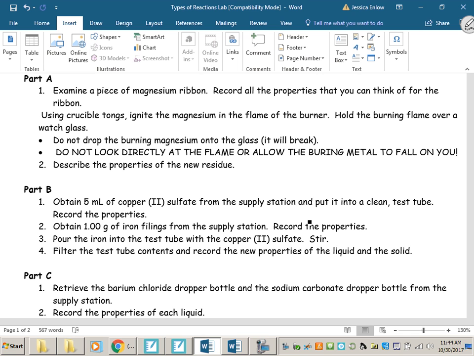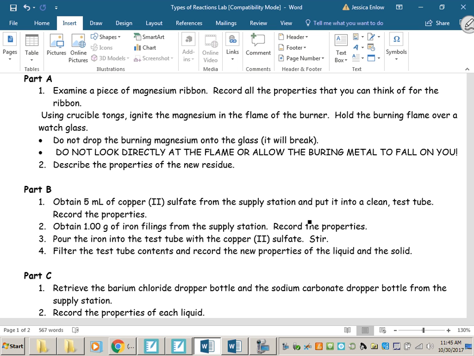And also, I'll help you guys when you get back there. You have your watch glass. What's the watch glass look like? Like a big magnifying glass, like a monocle. Your watch glass will be on the table. You'll be holding your crucible tongs, catch your magnesium ribbon on fire, hold it over the watch glass. Don't hold the watch glass with your hand because this is on fire. You don't want your hand underneath that.